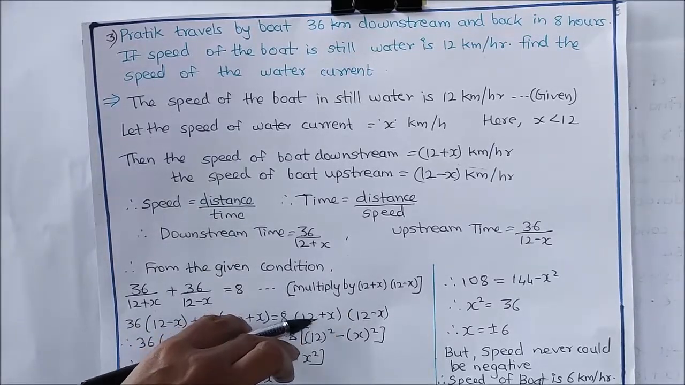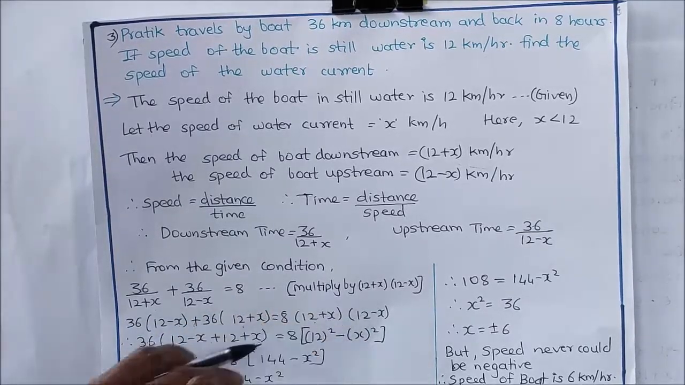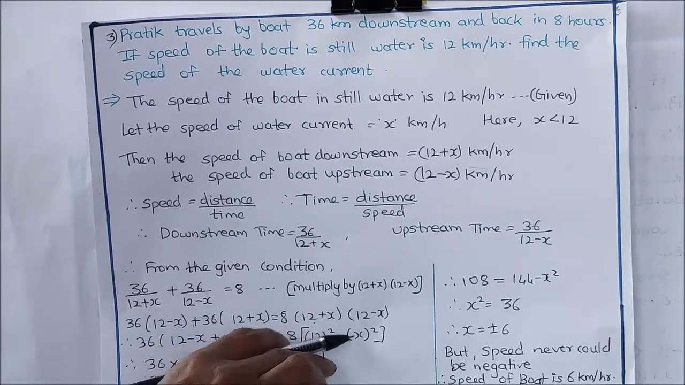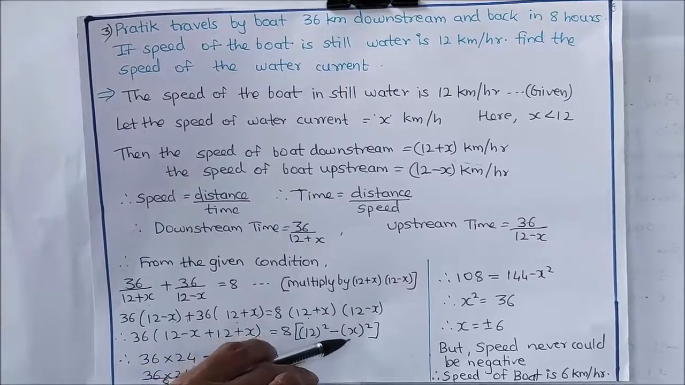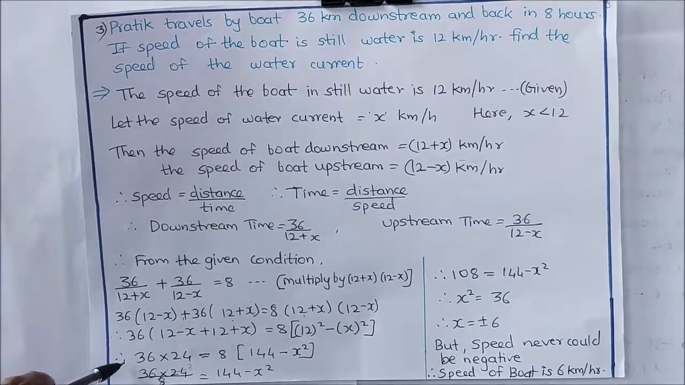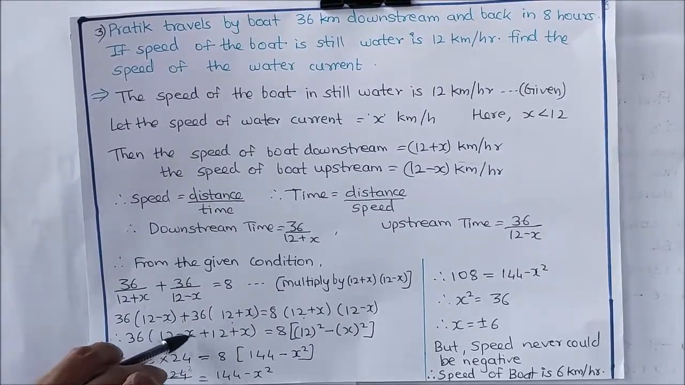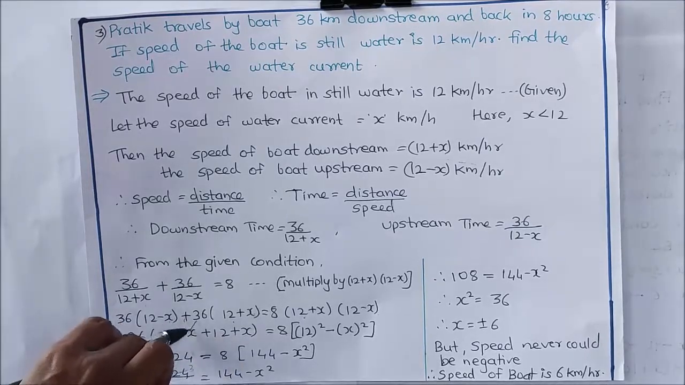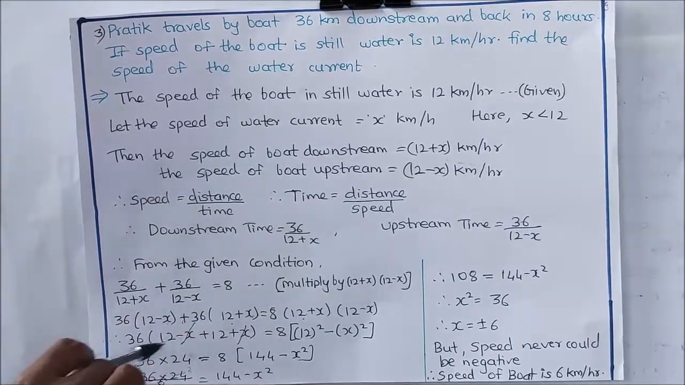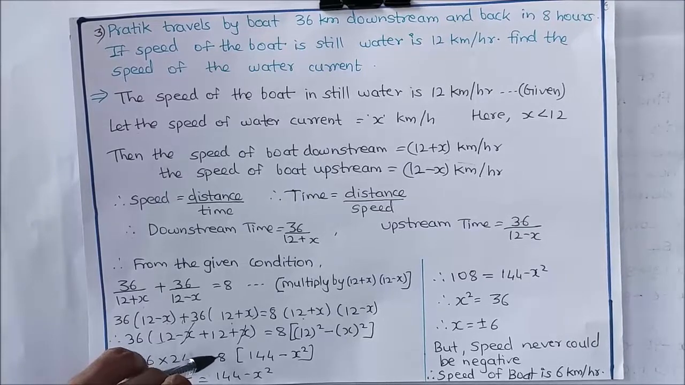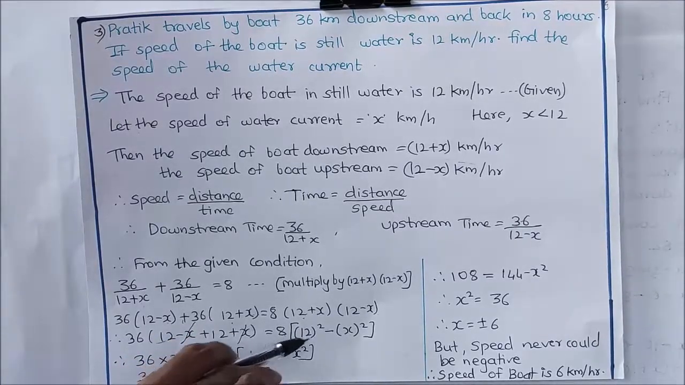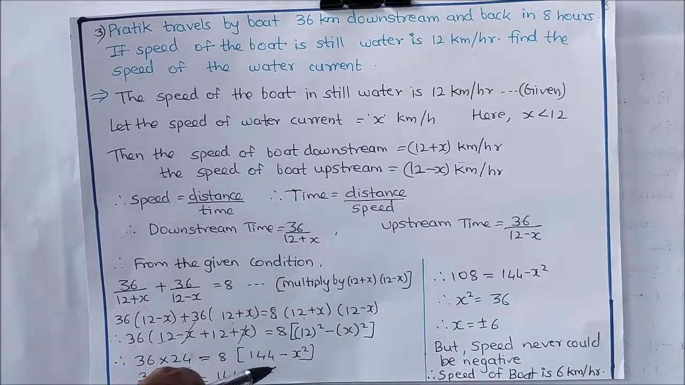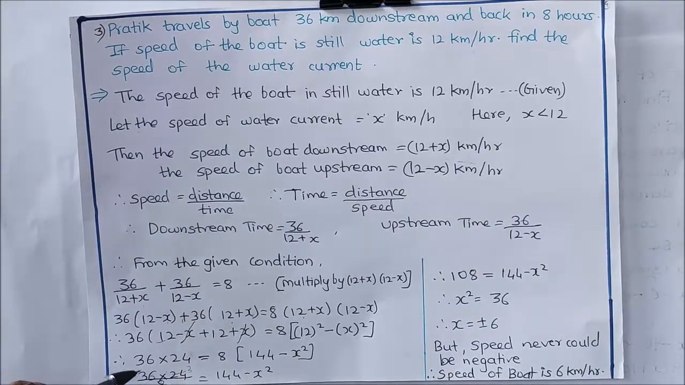This is in the form of a plus b and a minus b. So we can write it a square minus b square. So 12 square minus x square. Now plus x minus x gets cancelled. So remains 24. 36 into 24 equals to 8. 12 square is 144. In the bracket we will write 144 minus x square, bracket complete. Now we will write as 36 into 24 upon 8.